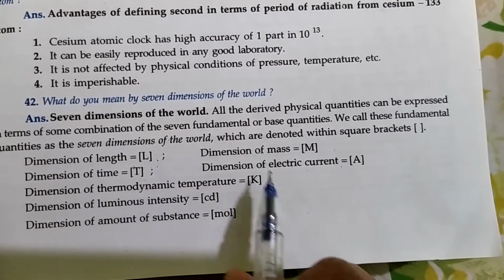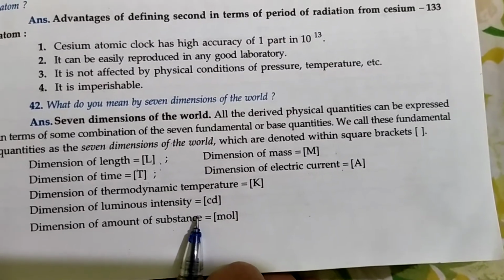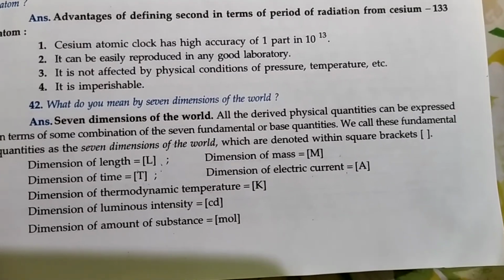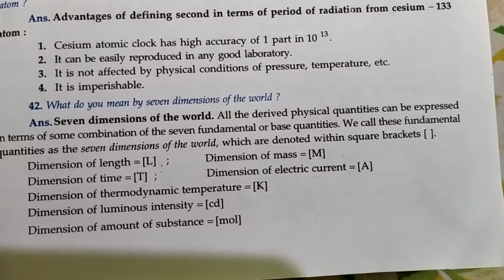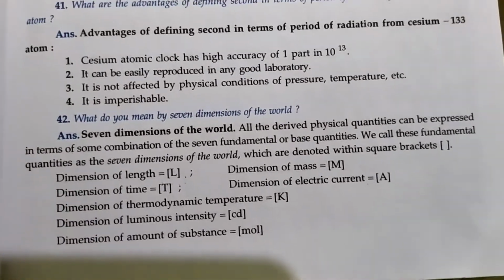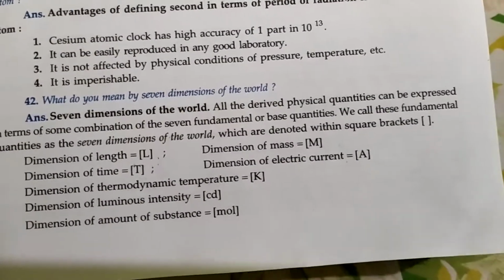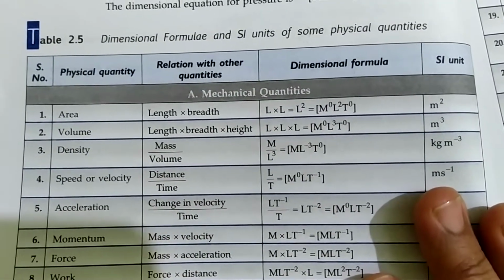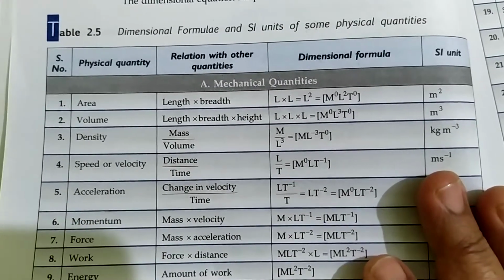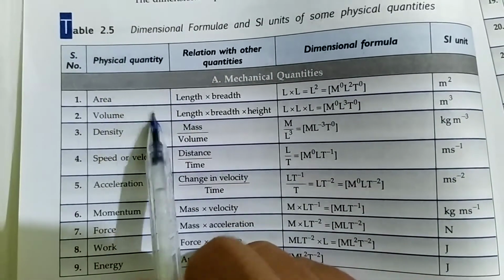Now, what does dimension mean? Dimension means the number of ways we can define. So there are seven fundamental quantities based on which all the rest of the quantities can be defined. So we'll be talking about these quantities. Now, whenever we have to write about the physical quantities, we'll be writing the dimension formula. So first you have to learn the dimension formula.